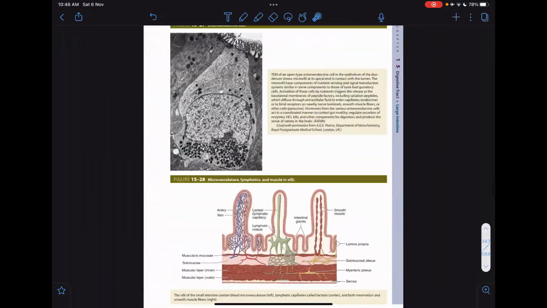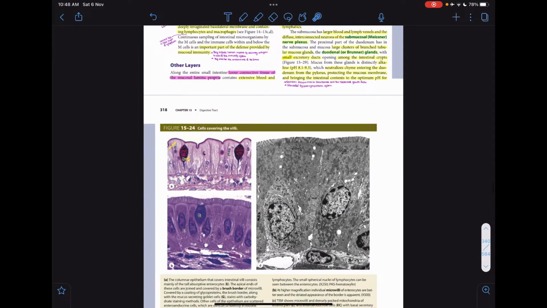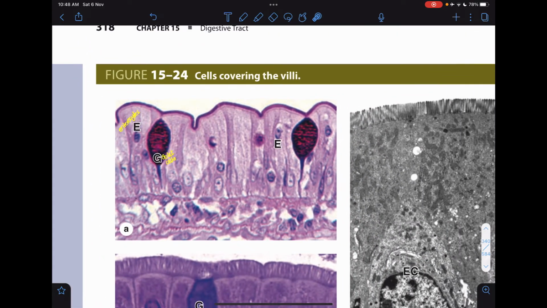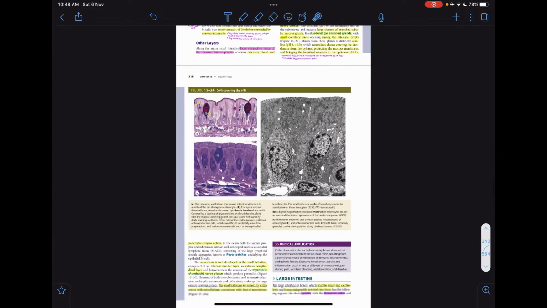Okay, I just want to check that there's no picture that we missed. These are important. As you can see here we have goblet cells and enterocytes. As you can see, there are enterocytes interspersed between the goblet cells. Same thing here, these are enterocytes and we have a goblet cell that's interspersed between these enterocytes.